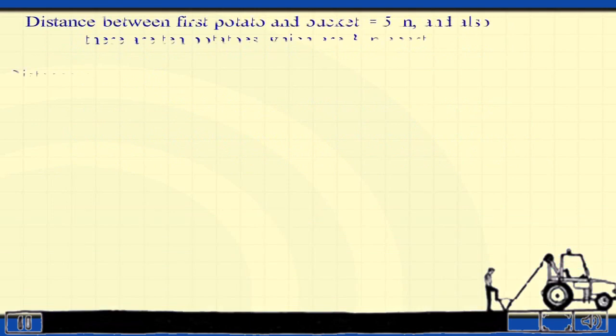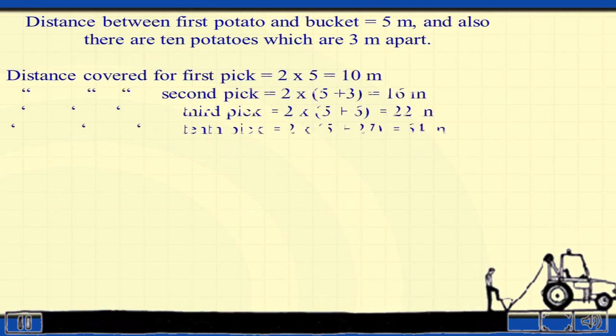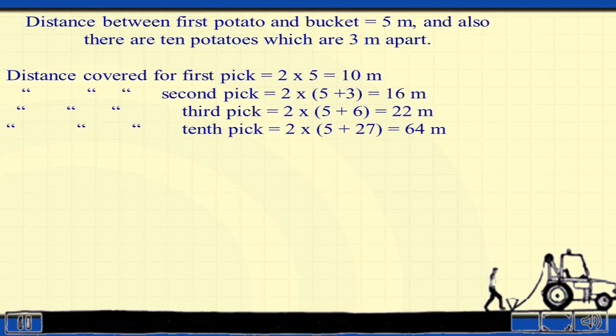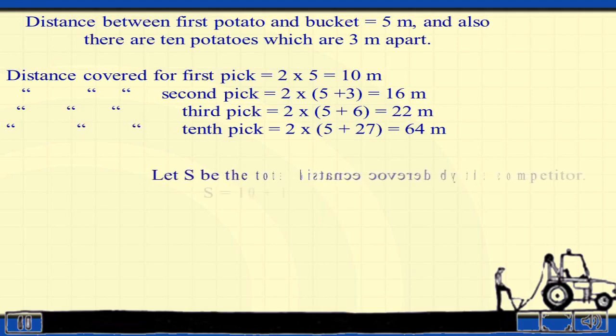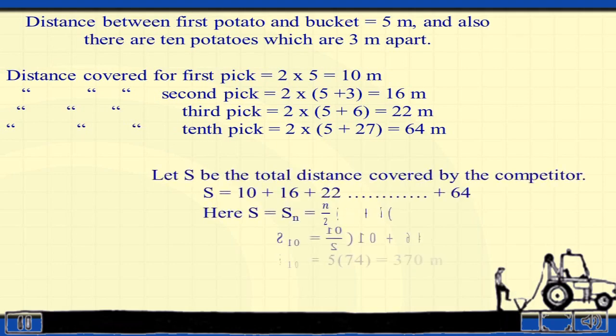Distance between first potato and bucket equals 5 meters, and also there are 10 potatoes which are 3 meters apart. Distance covered for first pick equals 10 meters, for second pick equals 16 meters, for third pick equals 22 meters, and so on, for 10th pick equals 64 meters. Let S be the total distance covered by the competitor. S equals 10 plus 16 plus 22 plus up to 64. Here S equals 370 meters.